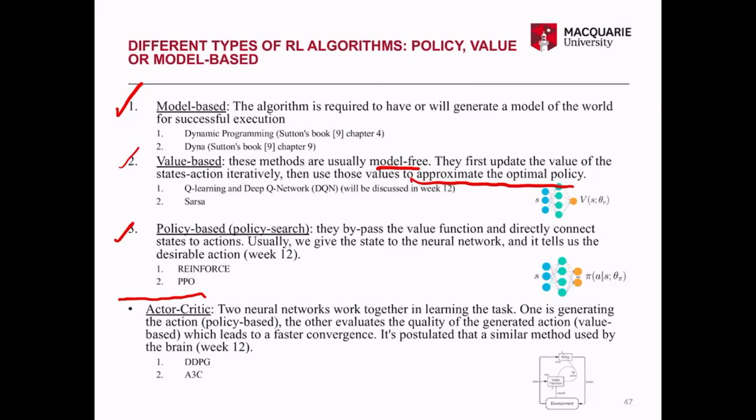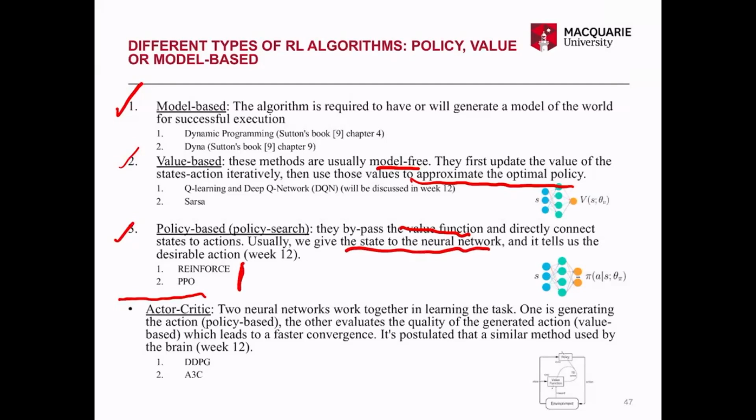Policy-based is specifically the topic of our week 12, or sometimes they call it policy search. They bypass the value function and directly connect states to actions. We give states to a neural network, and it tells us the desirable action. REINFORCE and PPO are examples of these. I will implement REINFORCE on week 12, but maybe not PPO.